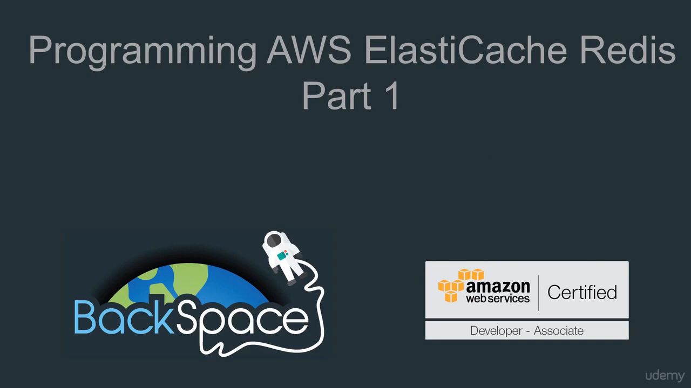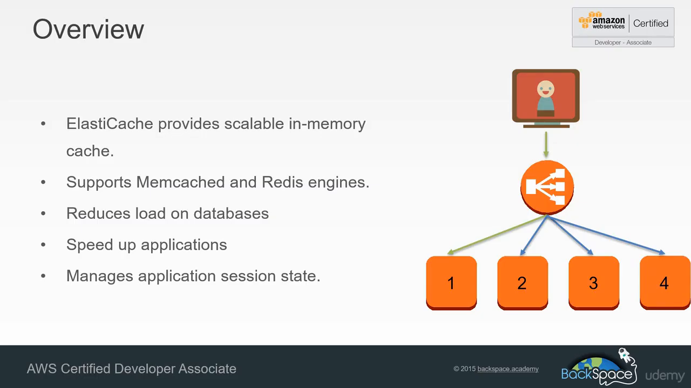Welcome to part 1 of programming AWS ElastiCache Redis. In this video we're going to go through the ElastiCache service and look at some of the features of it, where we would actually use it, the common use cases for ElastiCache, and we'll also get some hands-on experience creating an ElastiCache cluster using the AWS console, and then later on look at connecting to that ElastiCache Redis engine to read and write information to in-memory cache.